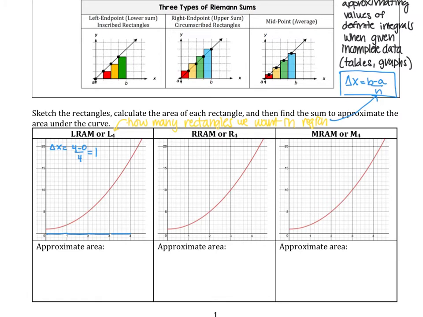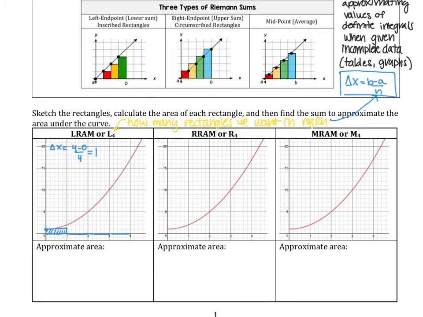What we're going to do is connect the left corner of our rectangle to the left point in the region, and then trace it straight across and down. There's my first rectangle. Okay, so I'm going to be finding the area under that.